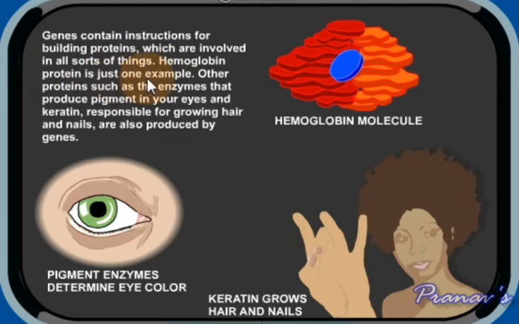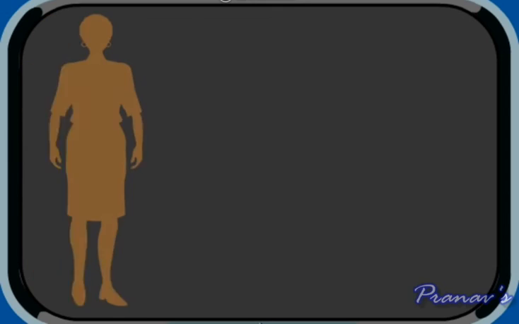Genes contain instructions for building proteins which are involved in all sorts of things. Hemoglobin protein is just one example. Other proteins such as the enzymes that produce pigments in your eyes, and keratin, responsible for growing hair and nails, are also produced by genes. In short, we can say that genes are the instructions for making new proteins, and these new proteins decide the characteristics or the features of an organism.